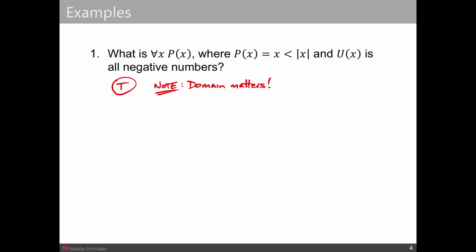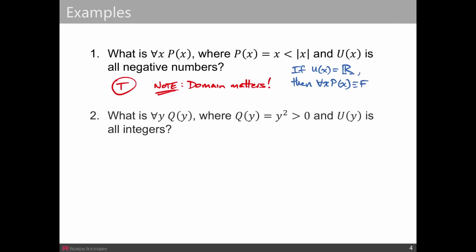So it's basically saying, is it true that x is less than its absolute value, where x can only be negative numbers? Well, of course it is. The value itself is negative, the absolute value will be positive, any negative number is less than its positive version. So that must be true. But notice that if we were to change the domain, that may not be the case. So if we let the domain of x be all real numbers, then this universal quantifier on p is actually defined as false because for the positive numbers, this expression x is less than its absolute value will not be true.